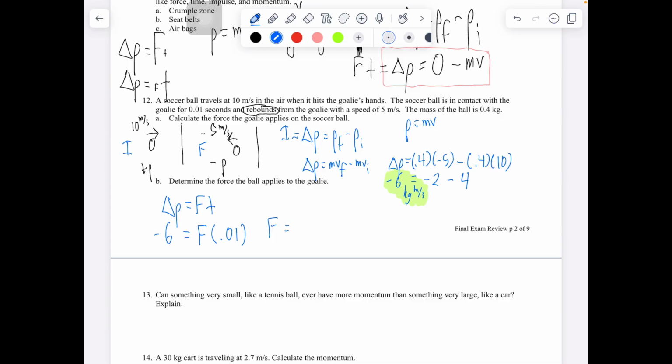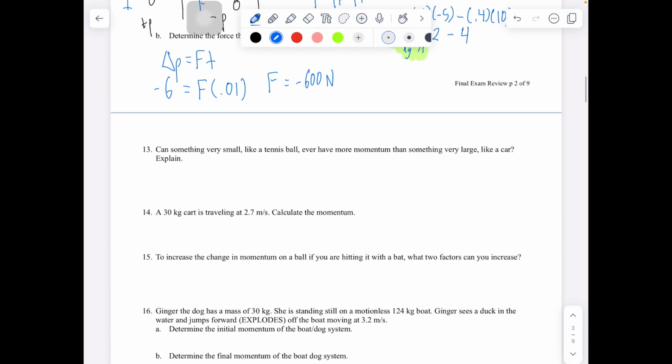The force applied would be -600 newtons. Again, why the negative? It's because it was moving in the positive direction. It ends up moving in the negative direction. We need a negative force to do that, a force in the negative direction.